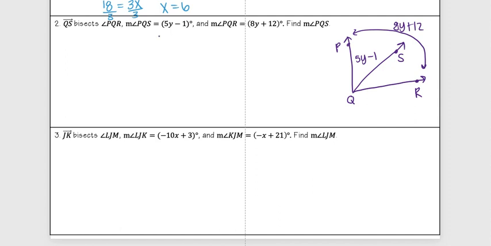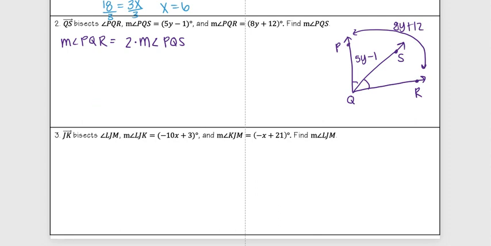Well, I know since this bisects that these two angles are congruent. And so since they're congruent, just like when we were dealing with midpoint, that means that the whole angle is just twice of the one angle. So that means that the measure of my whole angle, PQR, is just equal to 2 times the measure of the small angle.